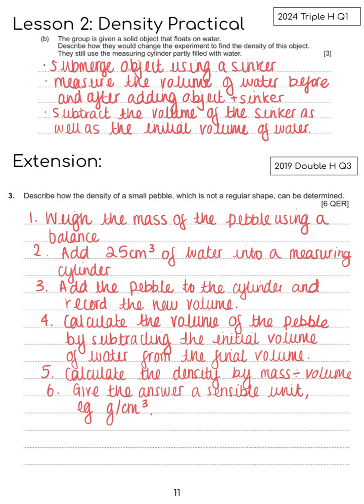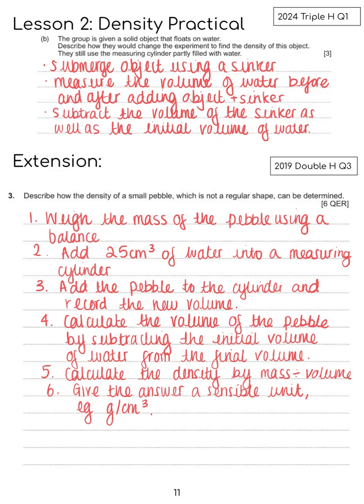The extension is a 6-mark question going through the method of how you work out the density of a small pebble which is not a regular shape. When you write a method, make sure you put numbers down the side so that there's nothing they could subtract marks for. If we quickly go through this one together, first you want to weigh the mass of your pebble using a balance, then you want to add an amount of water into a measuring cylinder. It doesn't matter what amount, but a sensible number is 25 centimetres cubed.